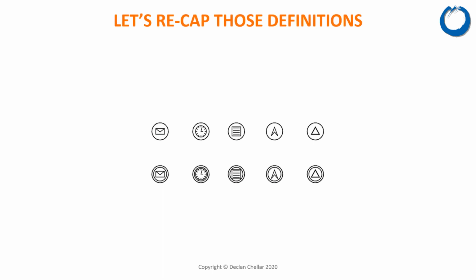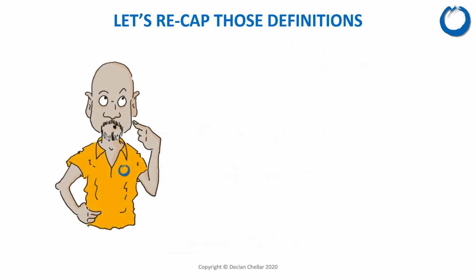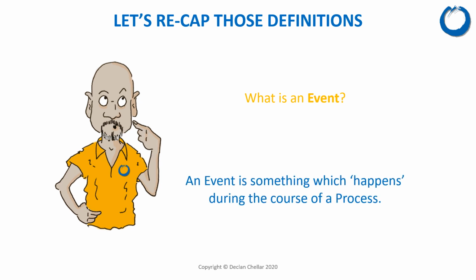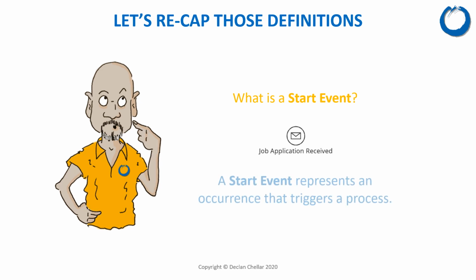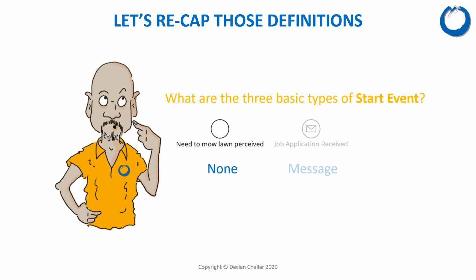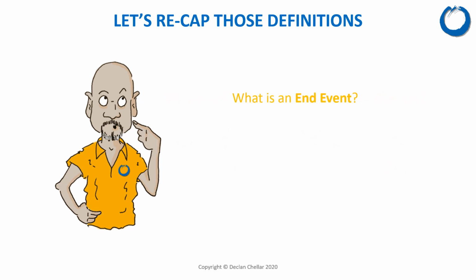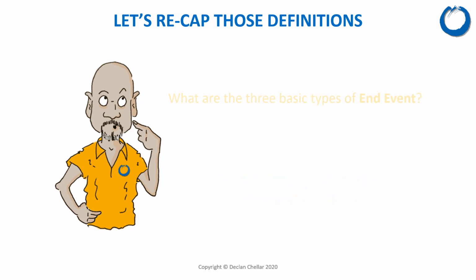Let's recap those definitions. Let's go over the shapes again briefly, but I want you to tell me what each one means. Speak out loud and keep it simple. What is an event? What is a start event? What are the three basic types of start event? What is an end event? What are the three basic types of end event?